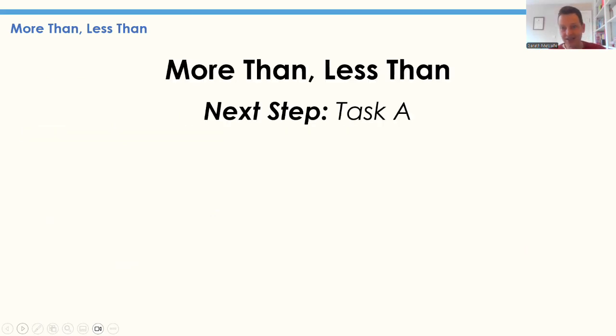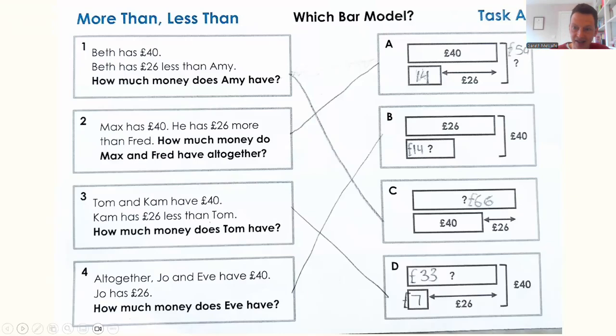So now, having done that teaching, we go into task A, which is presented as a discussion task. I generally give the children this in mixed attainment pairs. In this instance, children having to match the question to the bar model. And if the children do that correctly, we may look for answers.